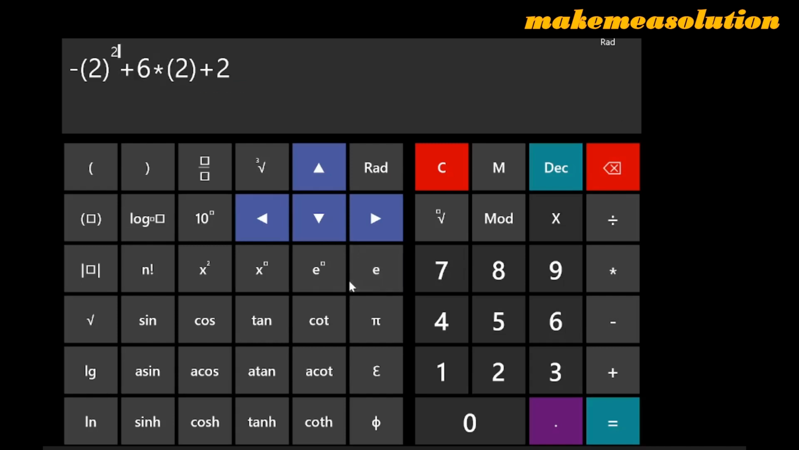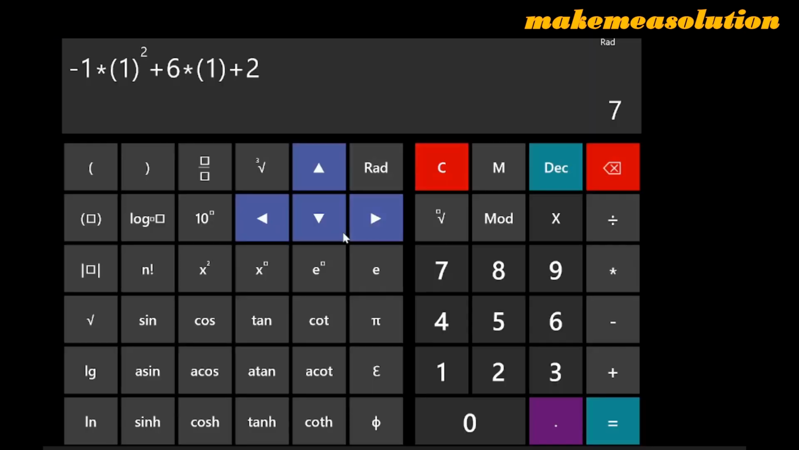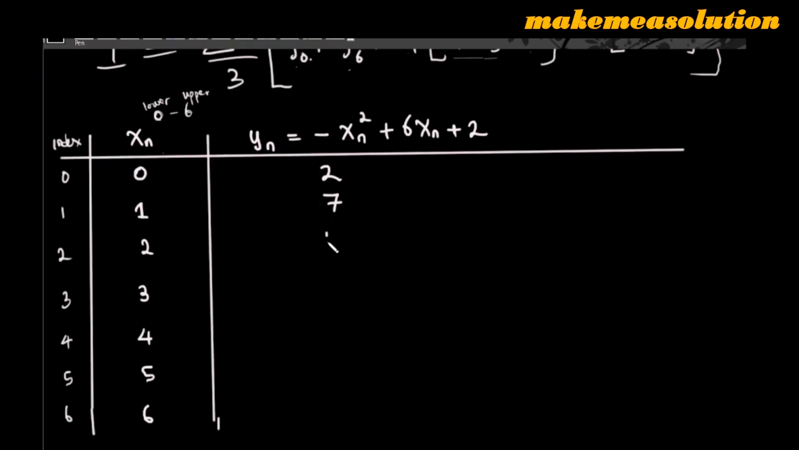Let me be sure. Minus 1 times. Okay, so when x is 1, let me calculate for 1. Oh, it's a 7. Sometimes with my calculator, I have to be very strict with the way I press values, but in your own scientific calculator, you could actually be very flexible. You don't need to put all these times, all you need to work with is brackets. So when x is 2, we have 10.